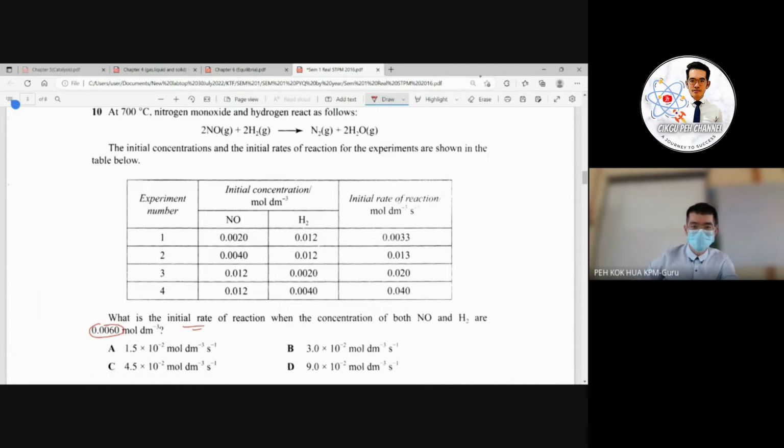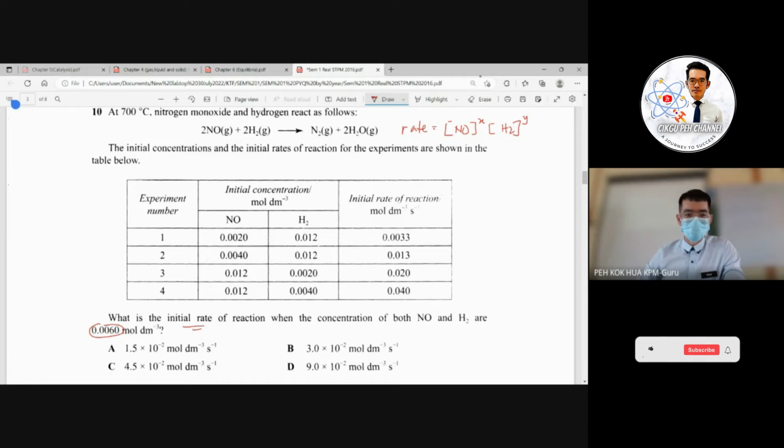So initially, we can form the equation for the rate. The rate will be k[NO]^x[H2]^y. We need to identify the values of x and y here, because we don't know the order for the respective reactant. So we can use the information from the experiments to find out the order for each reactant.